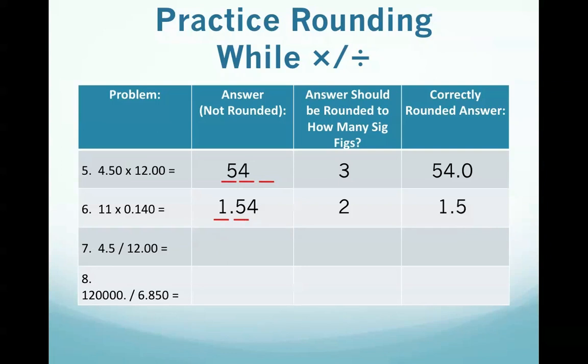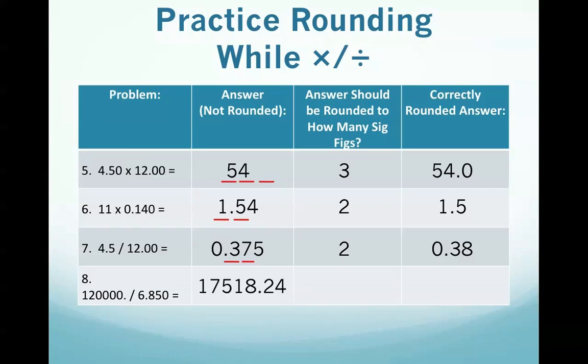All right, for number 7, we're dividing. We get 0.375. I only want 2 sig figs in my answer because of that 4.5. Now here, you're going to see that the 0 is not significant, so I'm looking at the 3 and the 7. I'm going to round that 7 up because of the 5 that's to the right of it, so I get 0.38, which reflects the 2 sig figs in my division calculation.